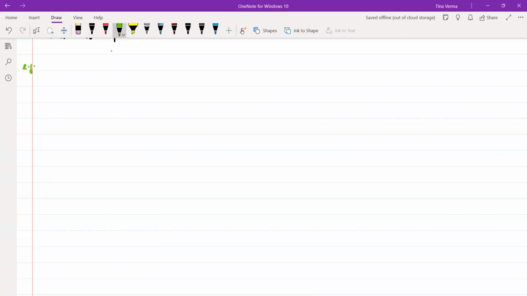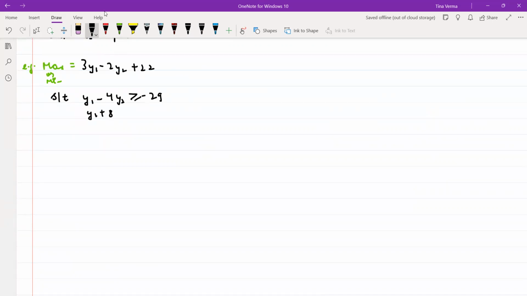And this we have done the cases where our feasible region was coming bounded, closed, so that I can have corner points. But if I have the same problem, right, I am writing it in the form that we have converted, that is 3y1 minus 2y2 plus 22, subject to if I have constraint y1 minus 4y2 greater than equal to minus 29, and y1 plus 8y2 greater than equal to 77, and y1 and y2 are greater than equal to 0.